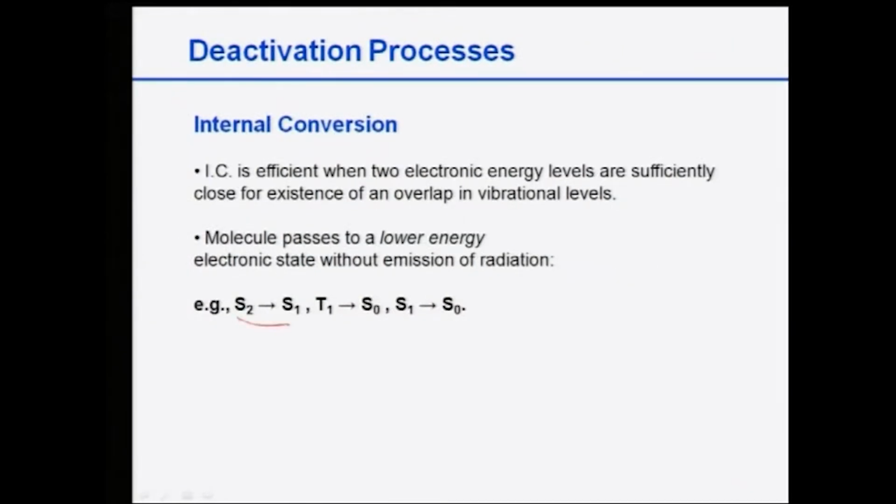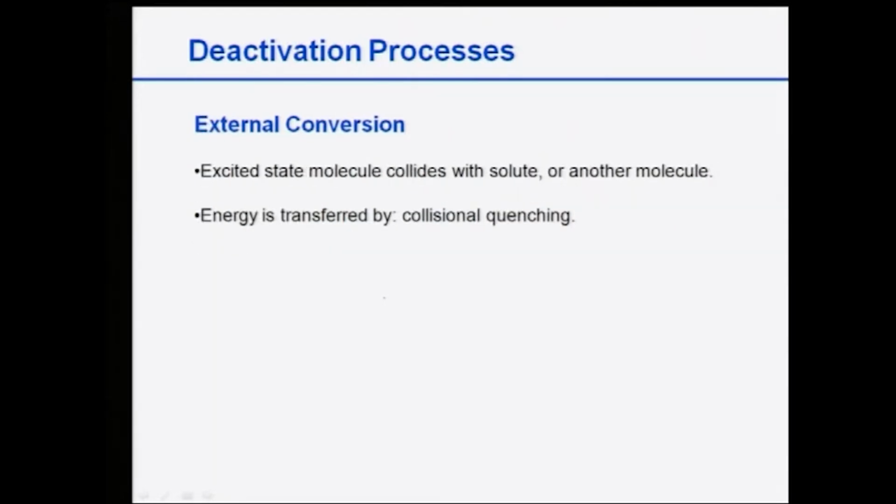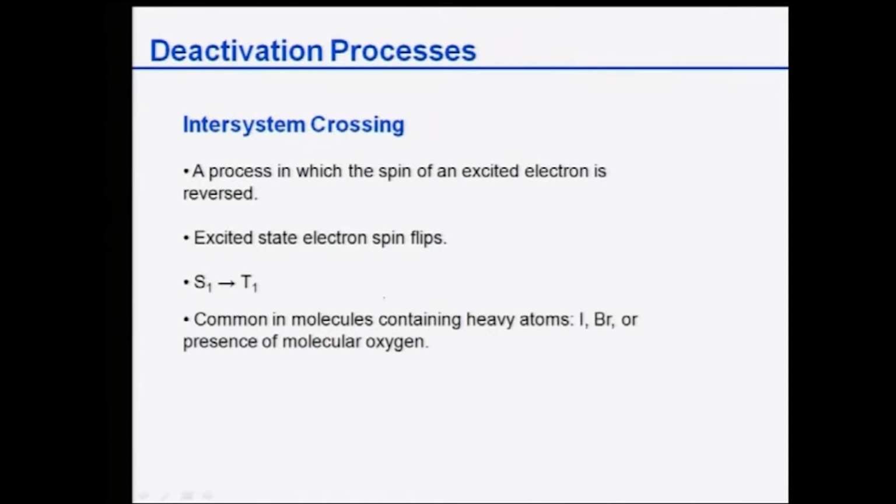Okay, then you have internal conversion. In internal conversion, two molecular energy levels are sufficiently close, so you can have S2 to S1, or S1 to S0 conversion; that is called internal conversion. External conversion is basically when the energy is transferred to another molecule, and that is called quenching. Intersystem crossing is like S1 to T1, where the excited states flip.